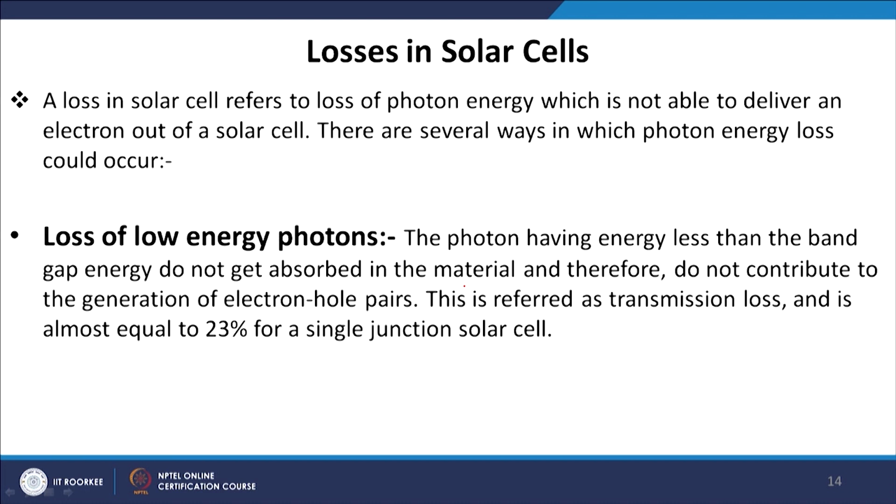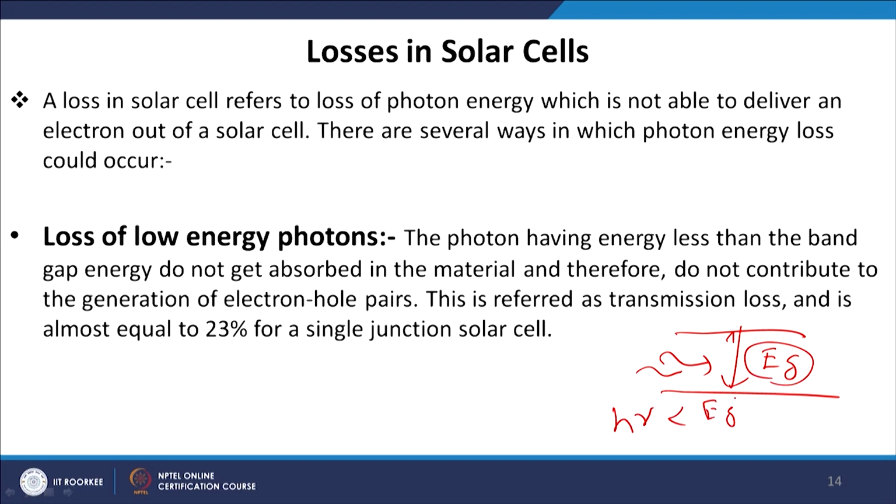One is the loss of low energy photons. The photons having energy less than the band gap energy do not get absorbed in the material and therefore do not contribute to the generation of electron hole pairs. So, let us say a material has a band gap Eg. Now, a photon falling on this material whose energy h nu is less than Eg, the band gap, will not be absorbed by this material. So, that photon will get lost. This is referred to as the transmission loss, and it is almost equal to 23% for single junction solar cells.